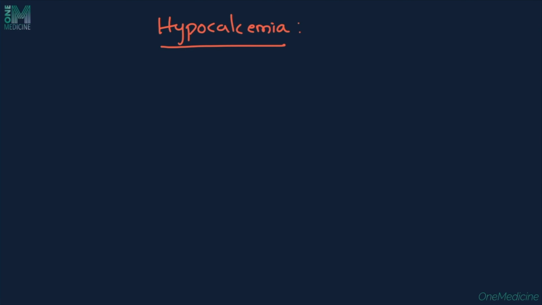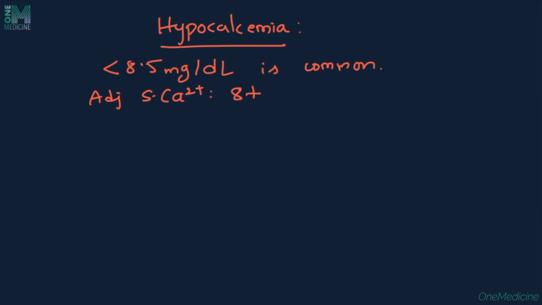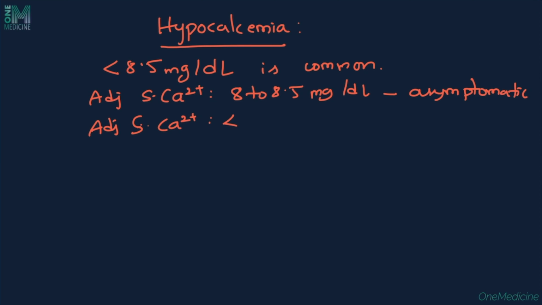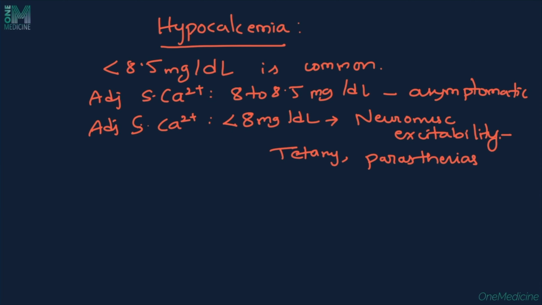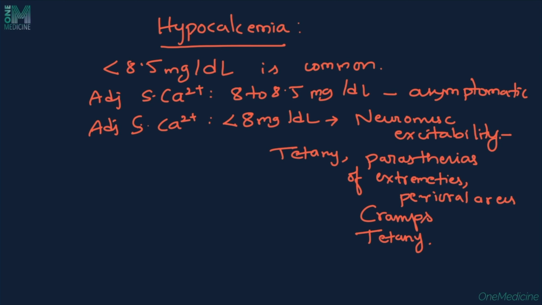Hypocalcemia. Hypocalcemia with a serum calcium level less than 8.5 mg per deciliter is common. Adjusted calcium concentration of 8 to 8.5 mg per deciliter is often asymptomatic. Adjusted calcium concentration of less than 8 mg per deciliter may cause symptoms of neuromuscular excitability, tetany, and paresthesia of extremities and perioral area, along with cramps and tetany. Trousseau and Chvostek signs may be demonstrated.